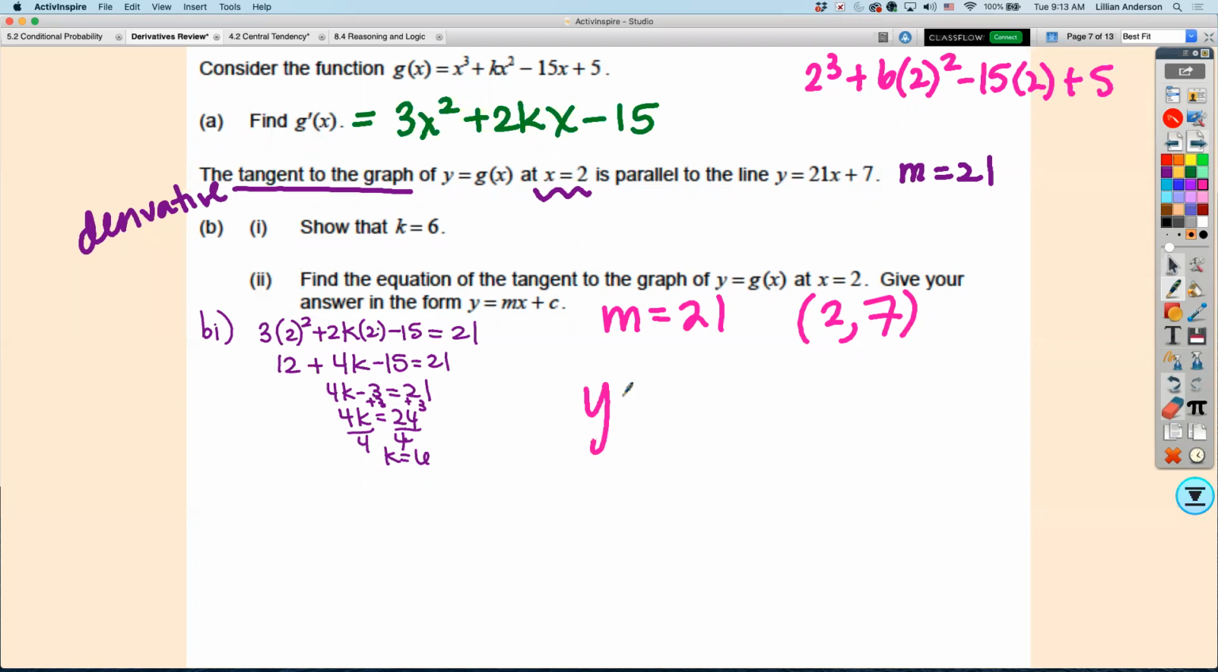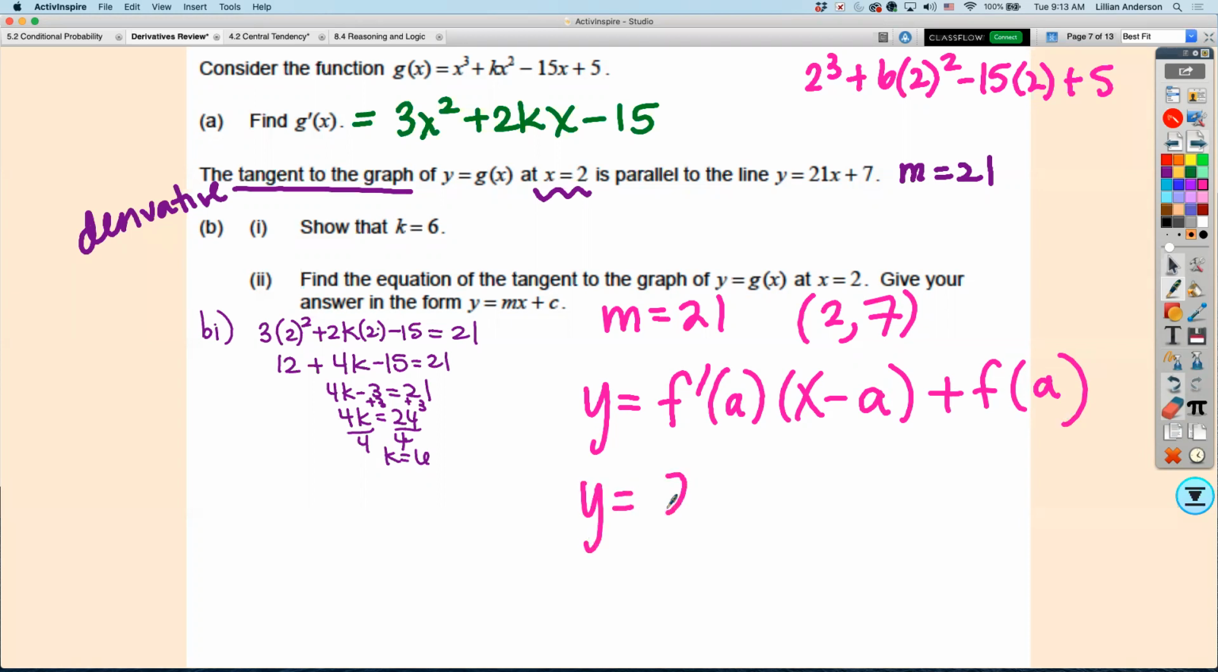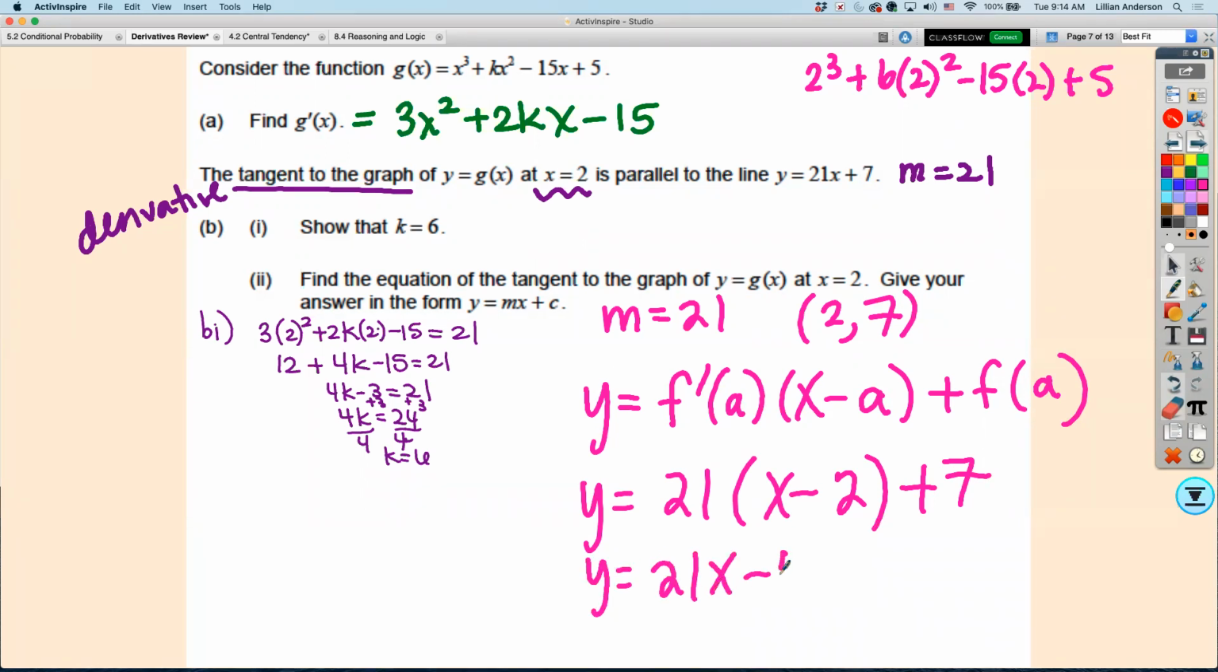So now using my equation to find the equation of the tangent line, okay, A essentially represents the point 2, okay? So I have my slope, which is 21, times x minus my x value of my point, 2, plus 7. Of course, that's not in that form, but all I need to do is distribute and combine like terms. 35? Yeah. There we go.